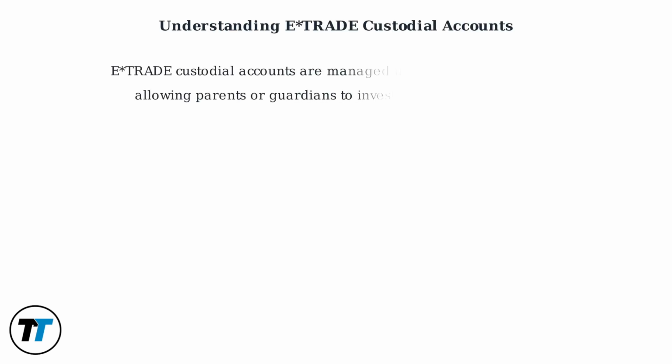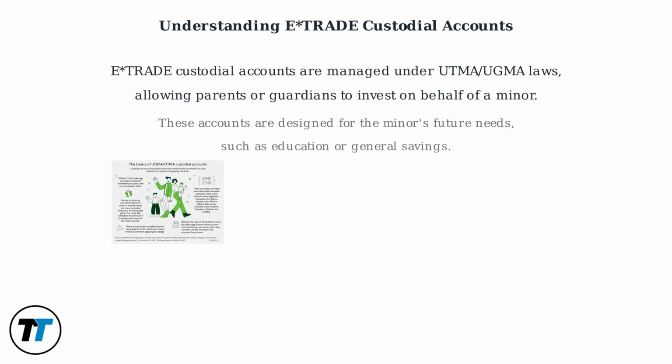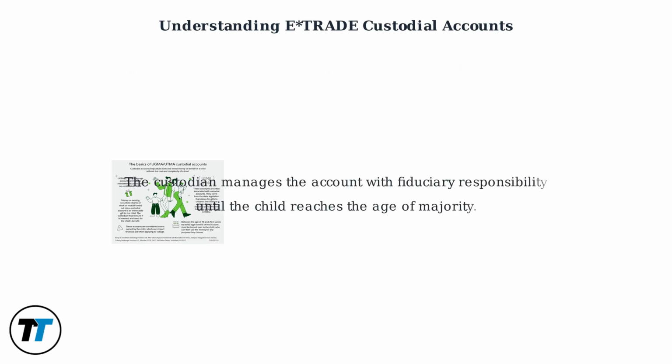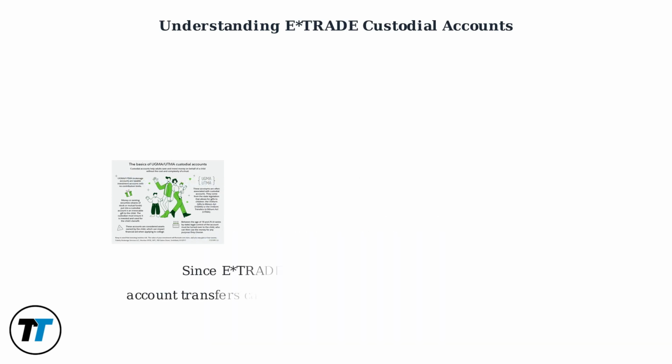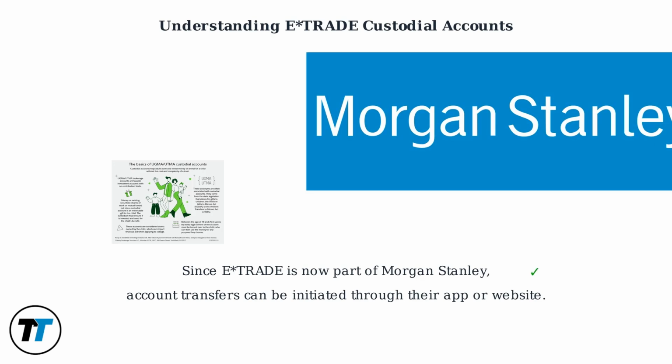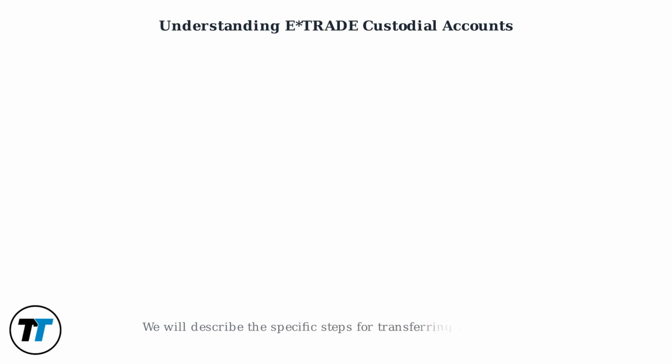E-Trade custodial accounts are managed under UTMA, UGMA laws, allowing parents or guardians to invest on behalf of a minor. These accounts are designed for the minor's future needs, such as education or general savings. The custodian manages the account with fiduciary responsibility until the child reaches the age of majority. At that point, ownership transfers to the child. Since E-Trade is now part of Morgan Stanley, account transfers can be initiated through their app or website. We will describe the specific steps for transferring the account.